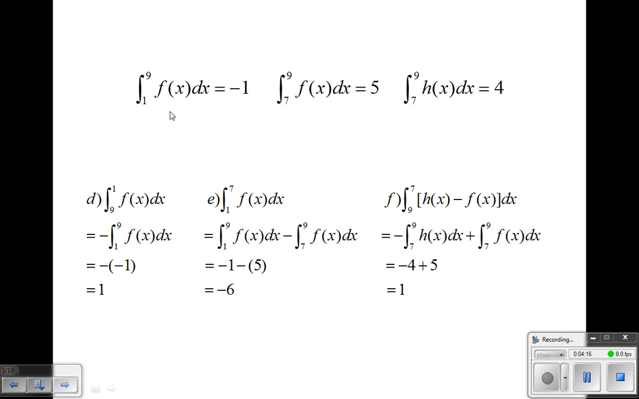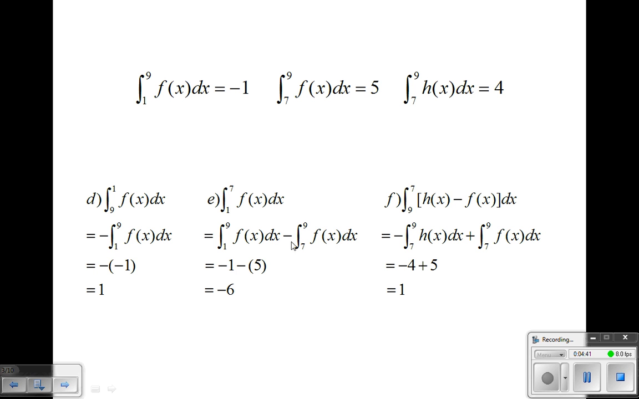Well, notice that none of these go from 1 to 7, so you have to be a little sneaky about it. I'm picturing the area under the curve from 1 to 9, and this one over here, same function, but it's the area under the curve between 7 and 9. So I figure if I have this entire interval 1 to 9, and I subtract off the far right part that's 7 to 9, then I should have 1 to 7 left.